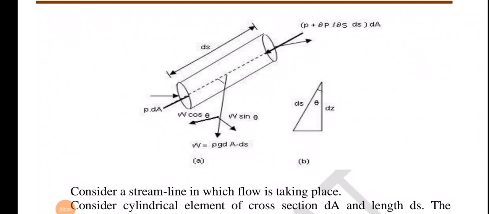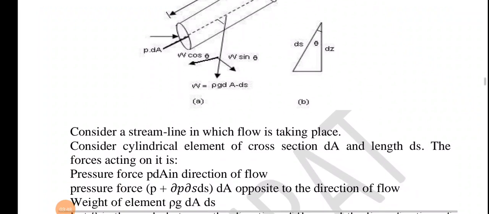Okay, so we can say that between ds and dz, that is stream tube and gravitational force, theta angle is formed.